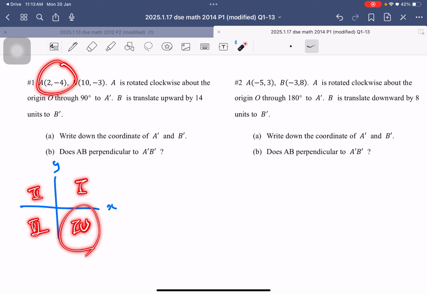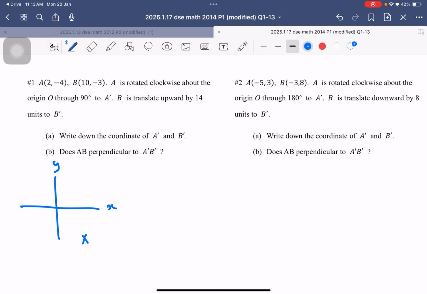So it's going to be here because 2, negative 4. So 2, negative 4. This is your point A. Rotate 90 degrees clockwise means going to the left or going up. Going to the left. So the point is just here.